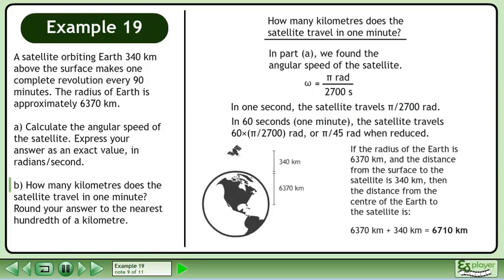If the radius of the Earth is 6,370 kilometers, and the distance from the surface to the satellite is 340 kilometers, then the distance from the center of the Earth to the satellite is 6,370 kilometers plus 340 kilometers equals 6,710 kilometers.